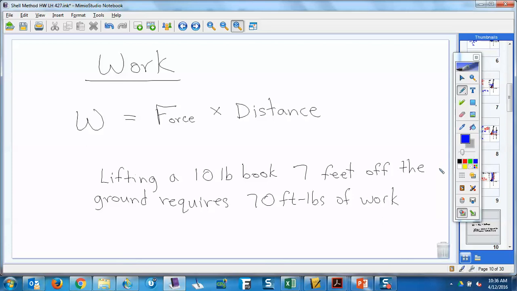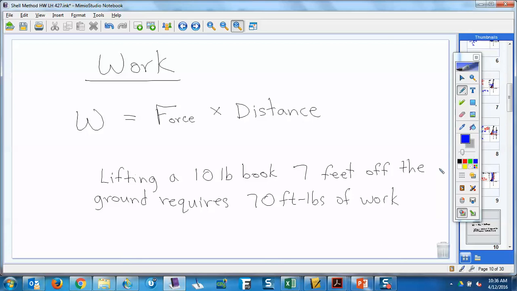Okay, work is force times distance. So if I were to stand here and hold a 10-pound book, that's a heavy book. If I was to hold a 10-pound book and just stand here with it, that would not be doing any work. To hold 10 pounds is not doing any work.